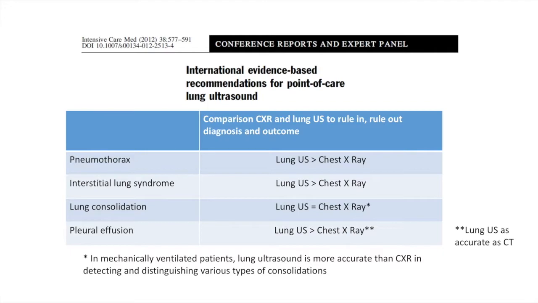I have summarized this long document into the following table, comparing the value of chest X-ray and lung ultrasound to rule in, rule out diagnosis of pneumothorax, interstitial lung syndrome, and pleural effusion. Lung ultrasound is superior to chest X-ray to diagnose pneumothorax, interstitial lung syndrome, and pleural effusion. For lung consolidation, lung ultrasound is as performant as chest X-ray, except in ventilated patients where lung ultrasound is more accurate than chest X-ray in detecting and diagnosing various types of consolidation.